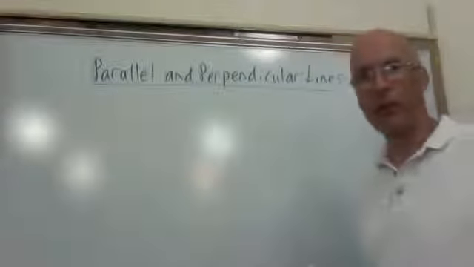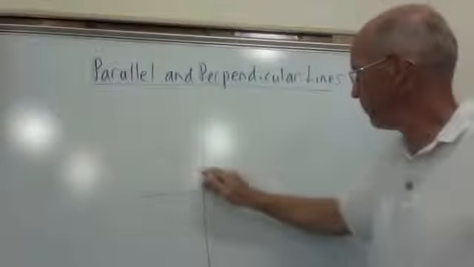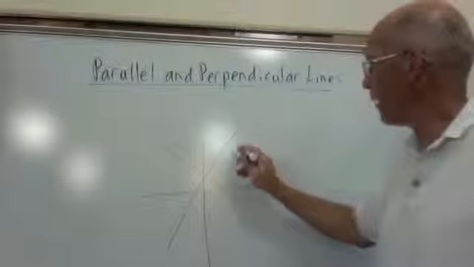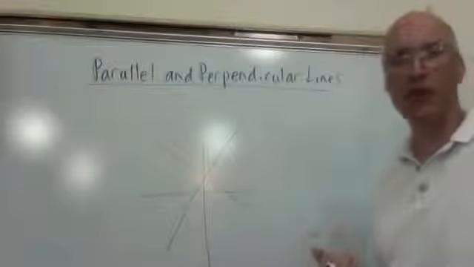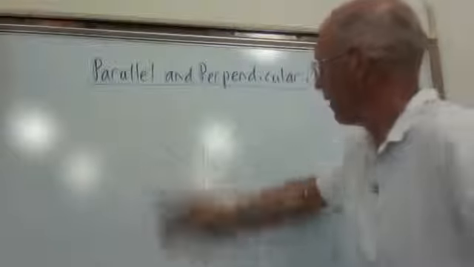Perpendicular lines are a little bit tougher. Perpendicular lines, they cross and their slopes end up being opposite reciprocals of each other. But I'll get more to that later. Let's start with parallel.